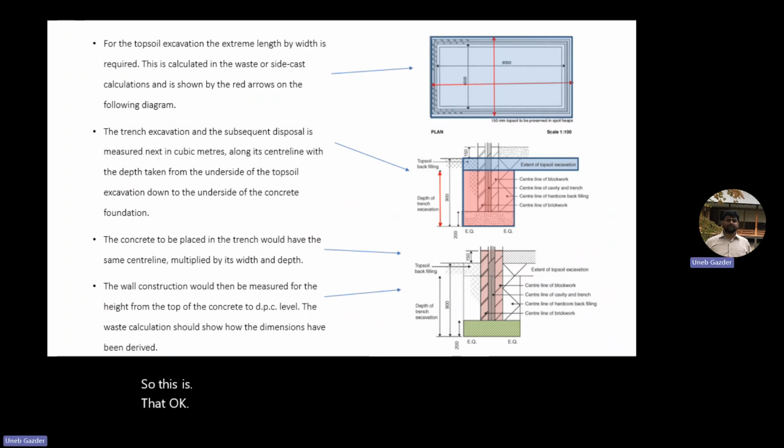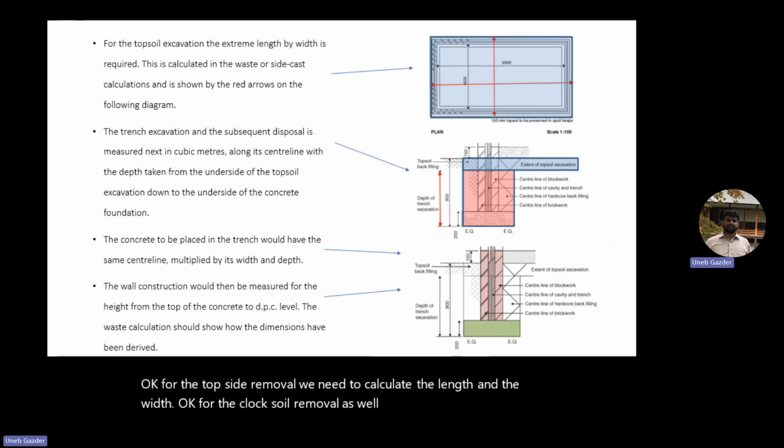For the topsoil removal, we need to calculate the length and the width, as well as for the bulk excavation. For the concrete which we are going to place in the foundation, we will use the center line method, with the length calculated from the center line. For trench excavation as well as disposal of the material, it will be in cubic meters. Obviously, what you excavate, you will dispose, right?